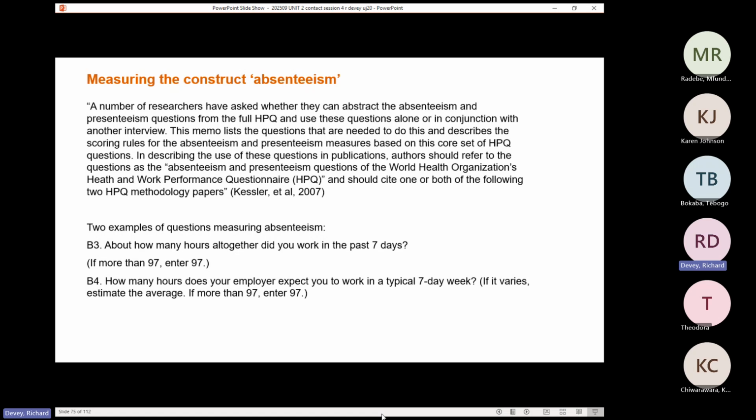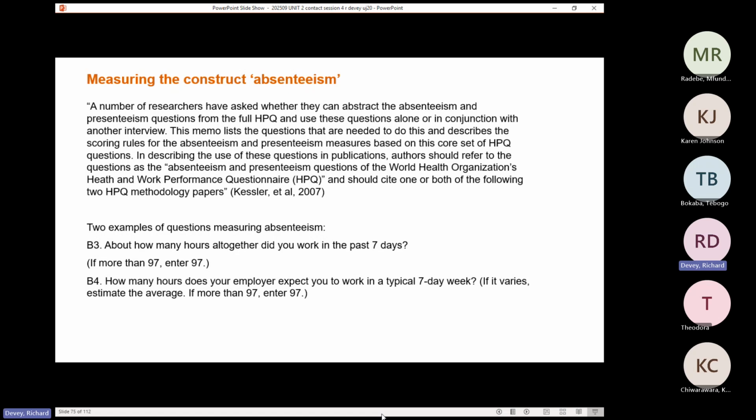And then two of the questions that you can use from the longer questionnaire are about how many hours altogether did you work in the past 7 days. The person gives you a number of hours, and then you code that and it gets a score. And then, how many hours does your employer expect you to work in a typical 7-day week? That again is contributing towards this idea of absenteeism. If there's a gap between how many hours you did work and how many hours your employer expects you to work, that would be considered part of absenteeism.